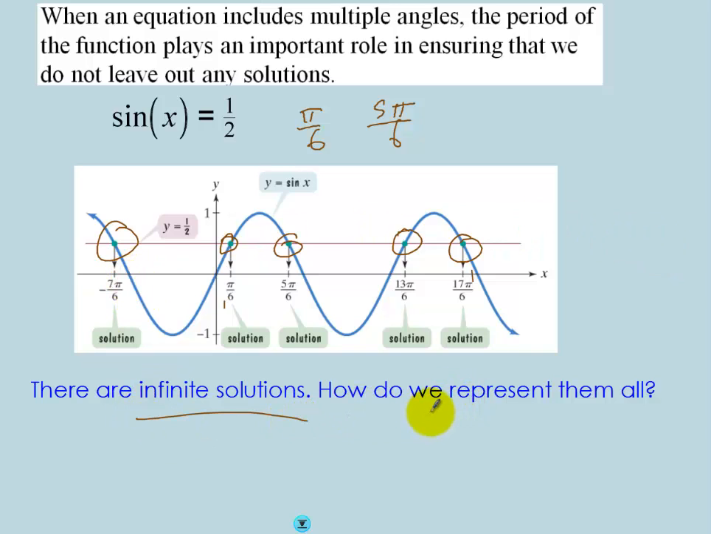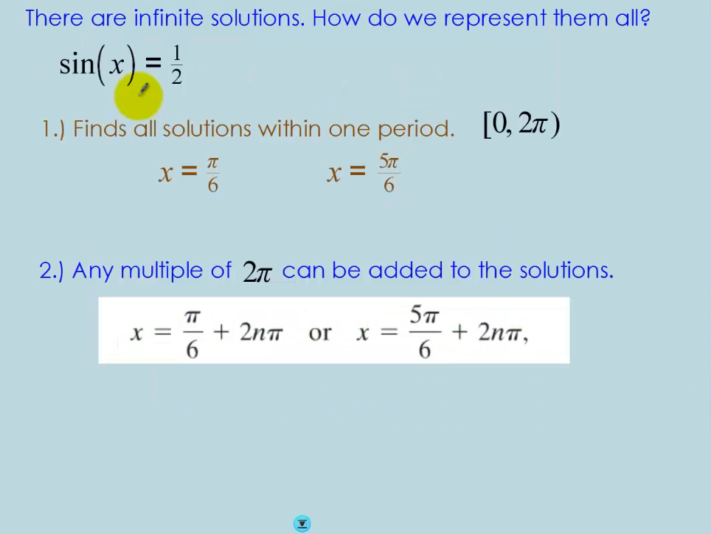But we might need some way to represent every one of these solutions. And here's how we do this. There are 2 steps. First, find all the solutions within one period, so basically the unit circle, from 0 to 2 pi. This bracket means you include 0. The curved bracket here means you include everything up to 2 pi, but not including 2 pi because it's the same as 0. So our 2 solutions were x equals pi over 6 and x equals 5 pi over 6.